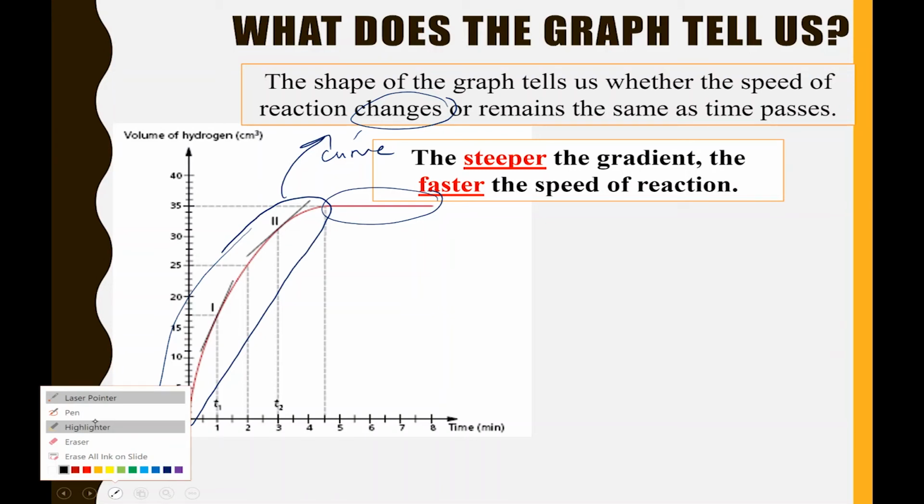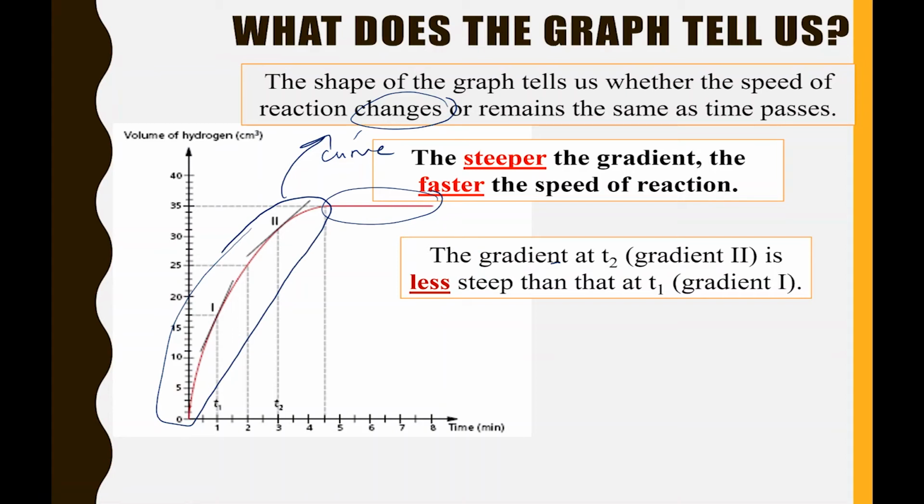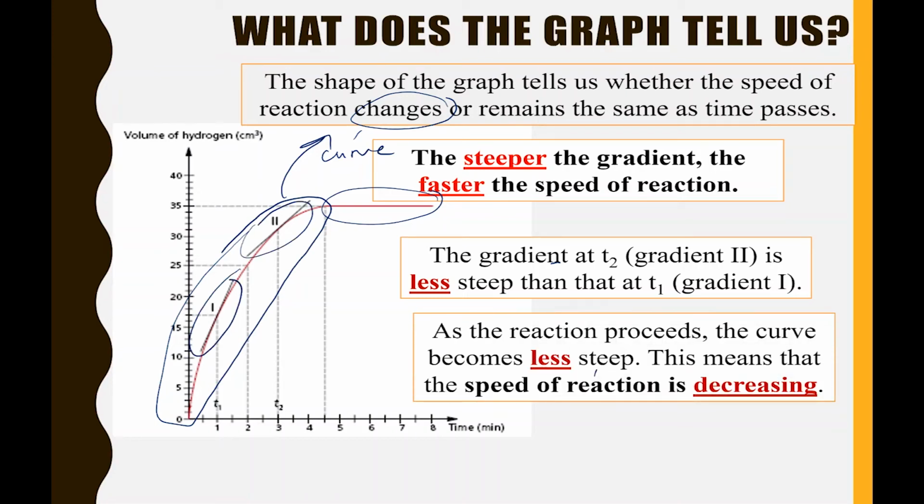The gradient at T2 is less steep than the gradient at T1. Can you see? This gradient is less steep than this gradient. As the reaction proceeds, the curve becomes less steep. This means that the speed of reaction is decreasing. So as gradient decreases, the speed of reaction also decreases.